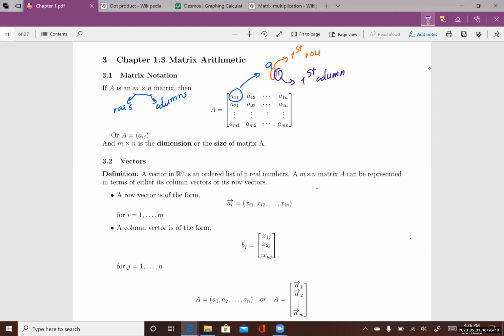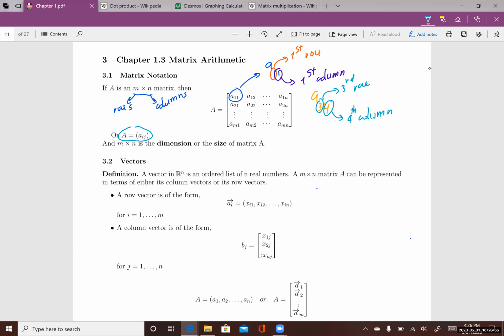All right. And then if you pick another entry, for example, if you look at the entry a34, that means this entry is in the third row and fourth column. Okay, so you can use entries to represent a matrix.